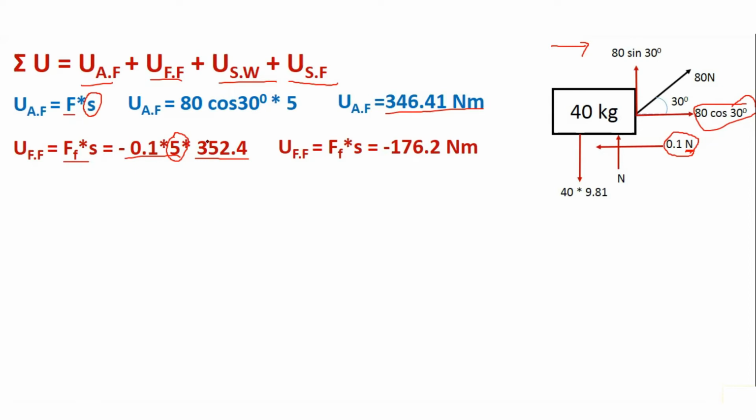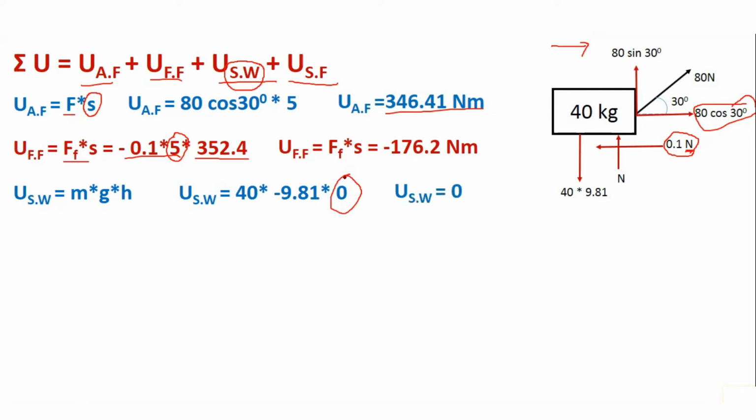Now the third force. The third force is work done due to self weight. Again, while discussing this part, we said that this work done due to self weight will be considered only when the body is performing vertical motion. Here the body is performing horizontal motion, hence I will write work done due to self weight is 0 because the height is 0. There is no height available from the ground. It is performing the horizontal motion.